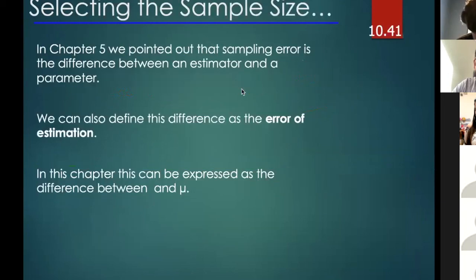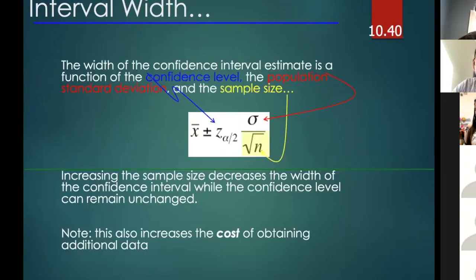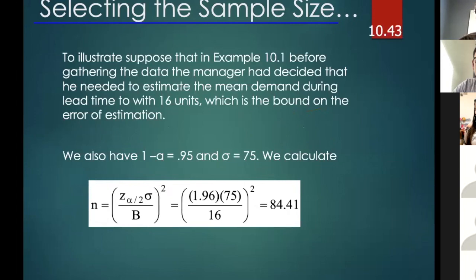So we have to again transform the formula, and the way we do it here is this. That B is going to be now this thing. That's again half of the interval width, if you want, right? It's this thing, and all I need to do is solve it with respect to n. And when I solve it with respect to n, this is going to be the formula. And all I need to do is plug in those values, essentially.